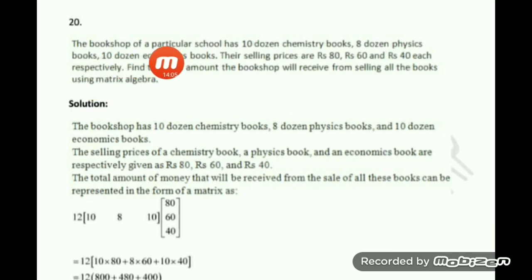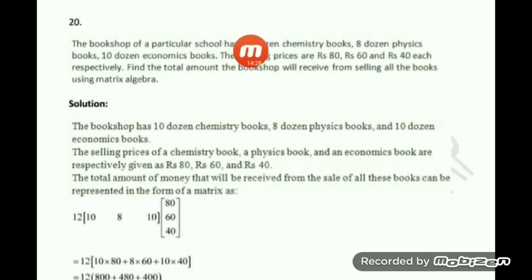A bookshop of a particular school has 12 dozen chemistry books, 8 dozen physics books, and 10 dozen economics books. The selling prices are rupees 80, 60 and 40 each respectively. Find the total amount that the bookshop will receive from selling all the books using matrix algebra.